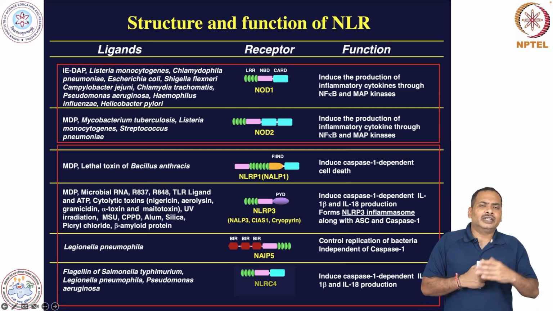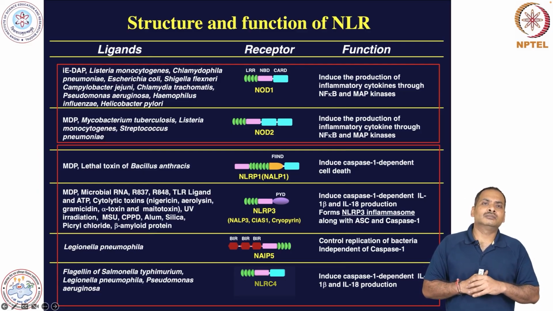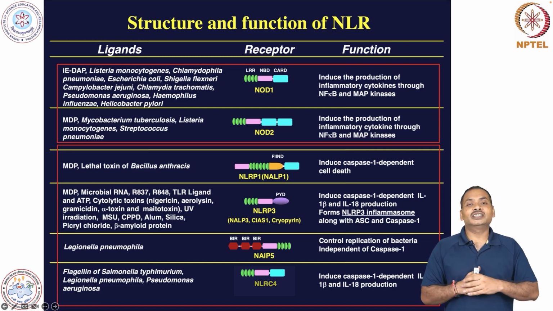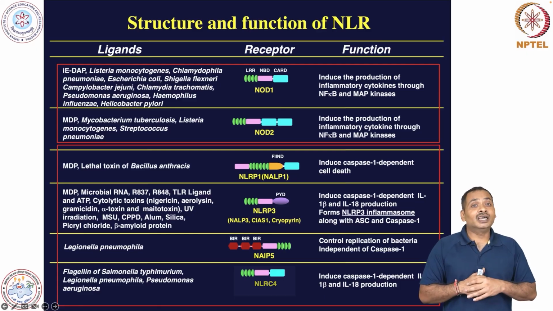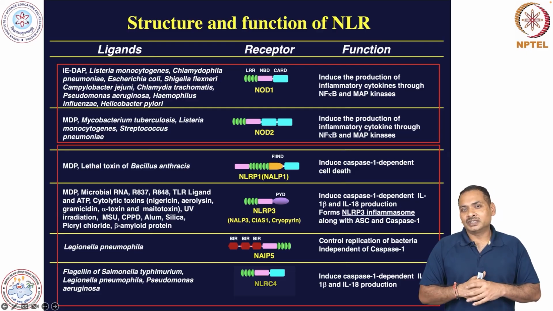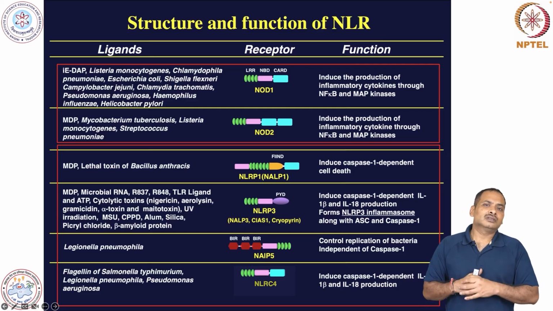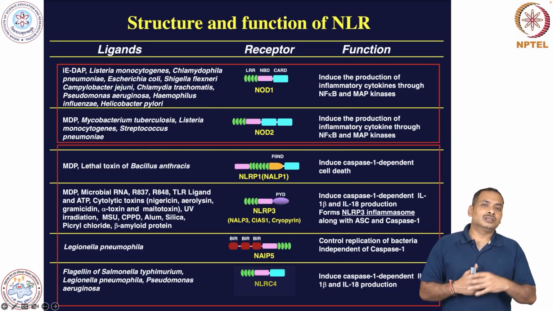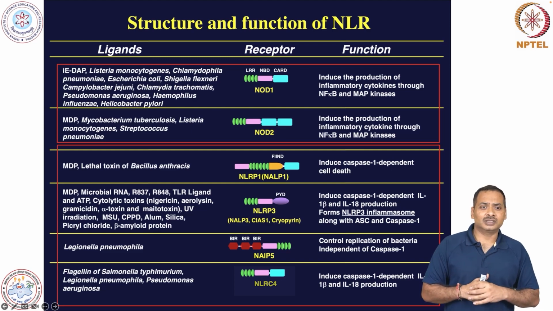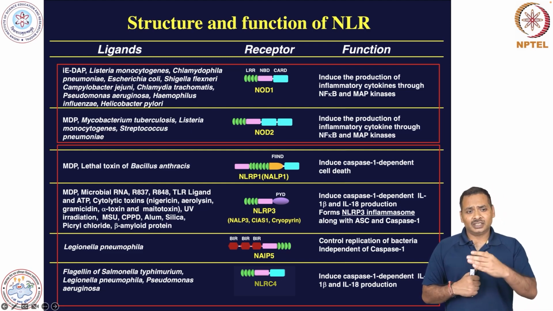NLRP3 can also be activated by our vaccine adjuvant. As I told you, in humans we use only alum as a vaccine adjuvant. So this can be activated by alum, and by silica. Silica exposure affects people who work in cement factories or similar situations where a lot of silica dust is generated. Those individuals may develop some disease. So silica can also activate NLRP3.